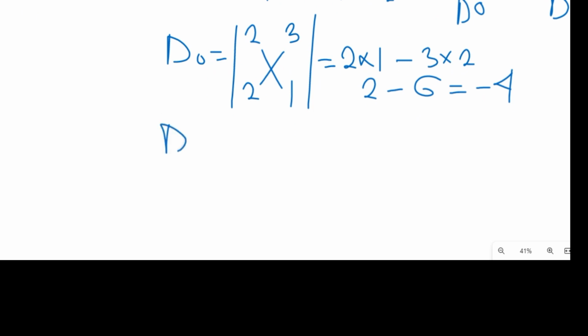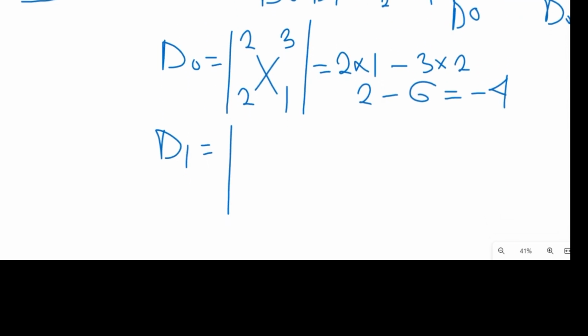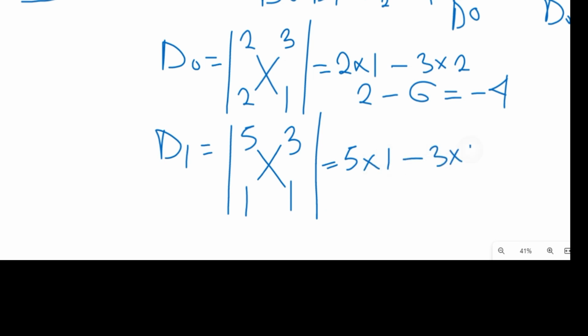We're going to look for D1. Now D1 is going to be the determinant of the constant values which will replace this very column. The constant values are 5 and 1, and we'll have our 3 and 1. So the determinant of that is going to give us 5 times 1 minus 3 times 1. This will give us 5 minus 3, and that will be equal to 2.